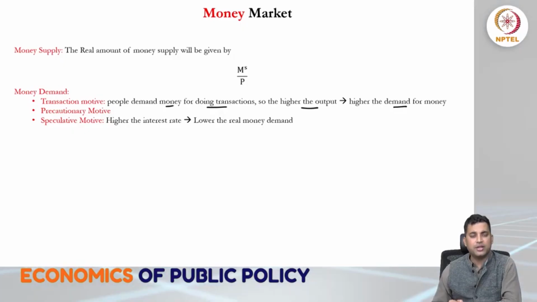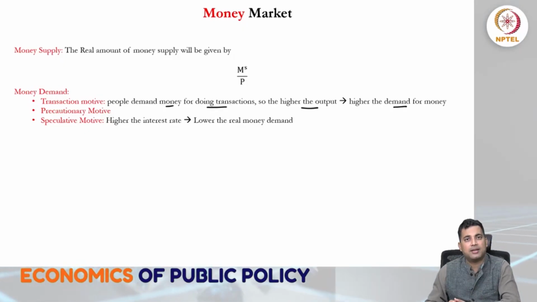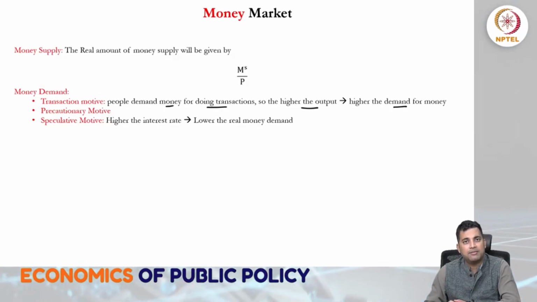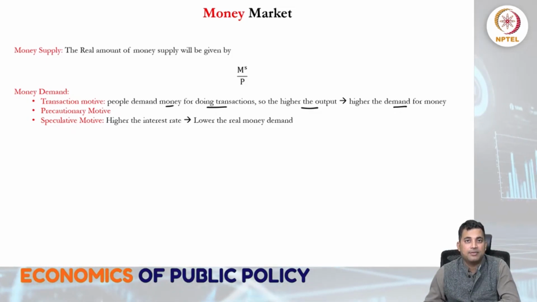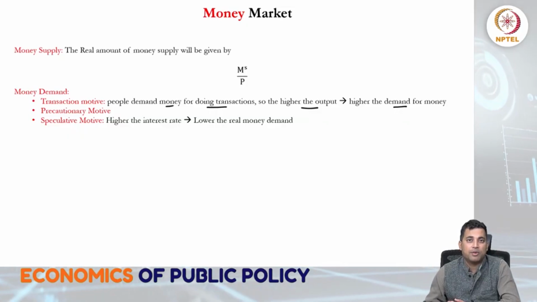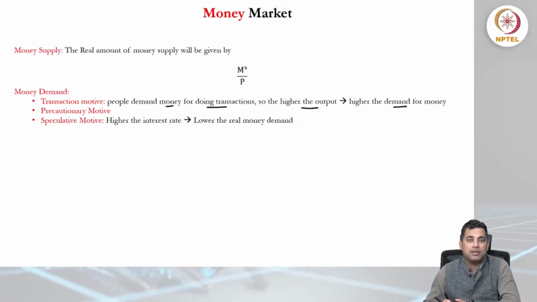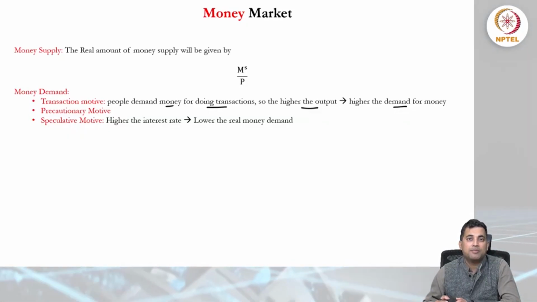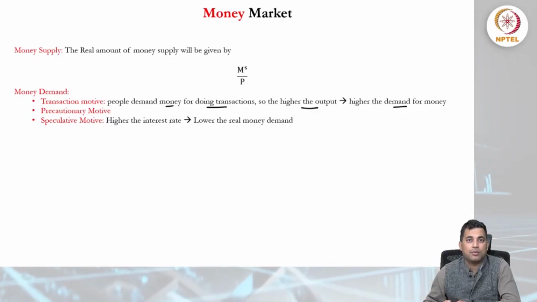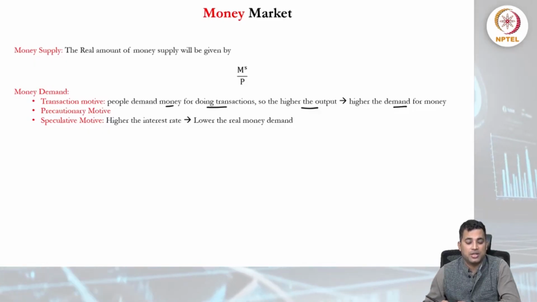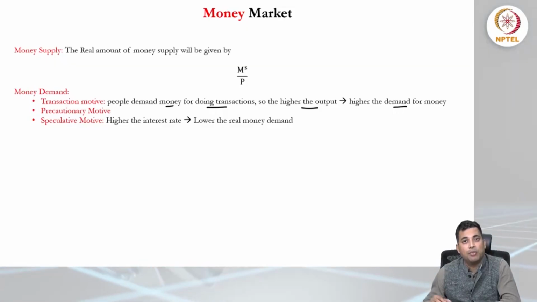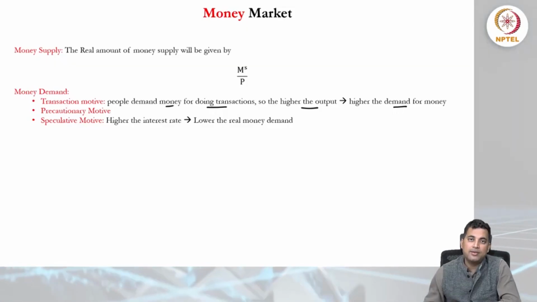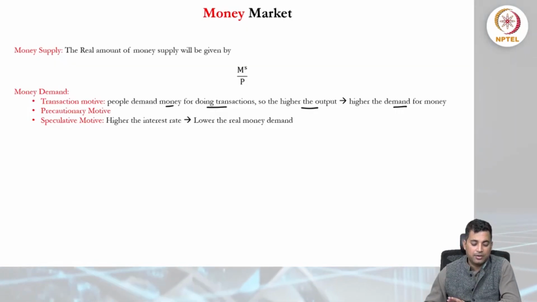The precautionary motive is very simple. For some accidental or adverse events, there is always a possibility that there will be certain unspeculated demand for money, which we can refer to as precautionary demand for money. So due to the precautionary motive, there will be a rise in the demand for money.